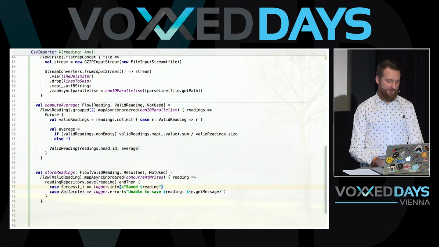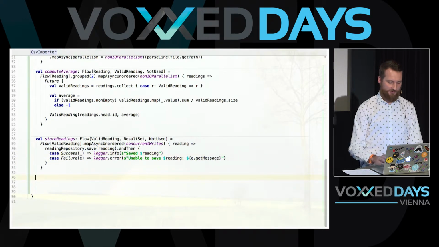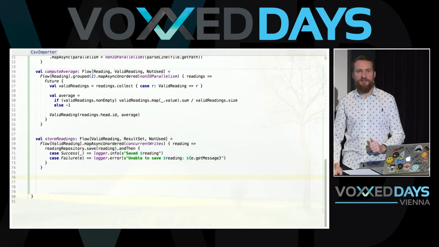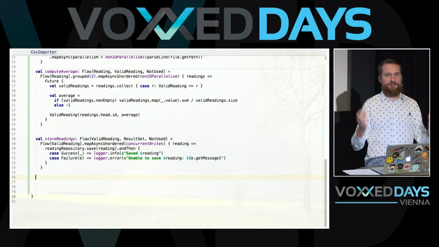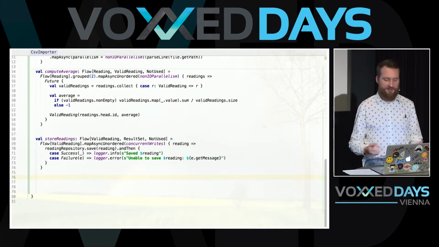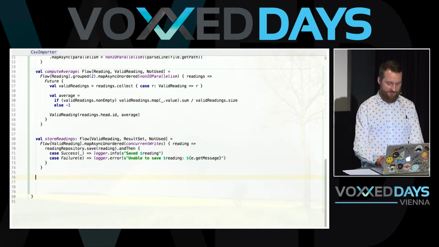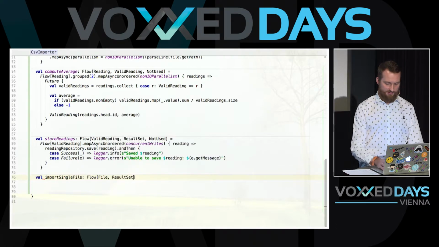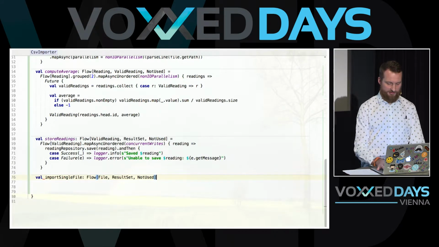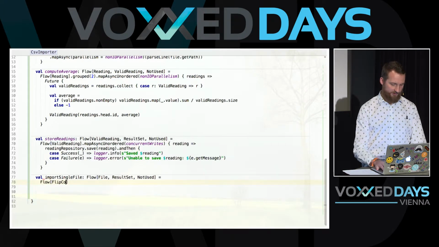Well, and this is actually the whole flow for storing the readings. So now we're going to combine the building blocks we defined so far to build a larger flow, which will be capable of processing a file and returning the result set. So we'll call it importSingleFile. This is going to be a flow that takes a file, returns the result set, and we don't care about the materialized value once again. So now this is a flow of a file.